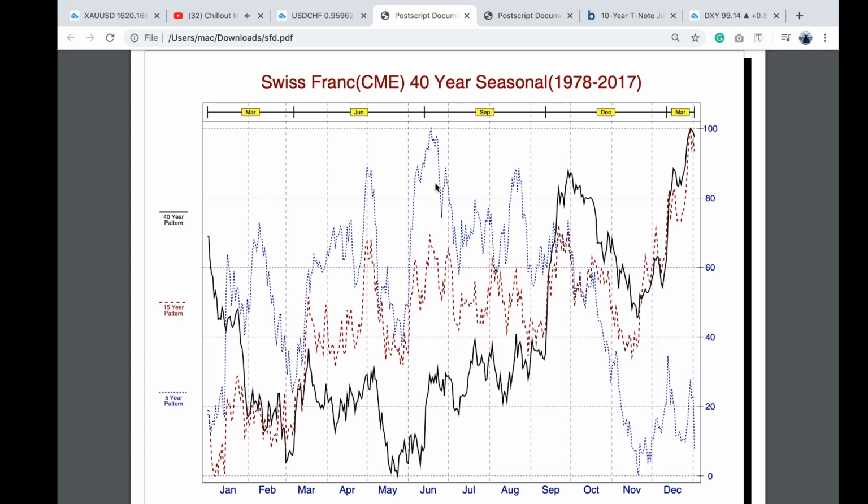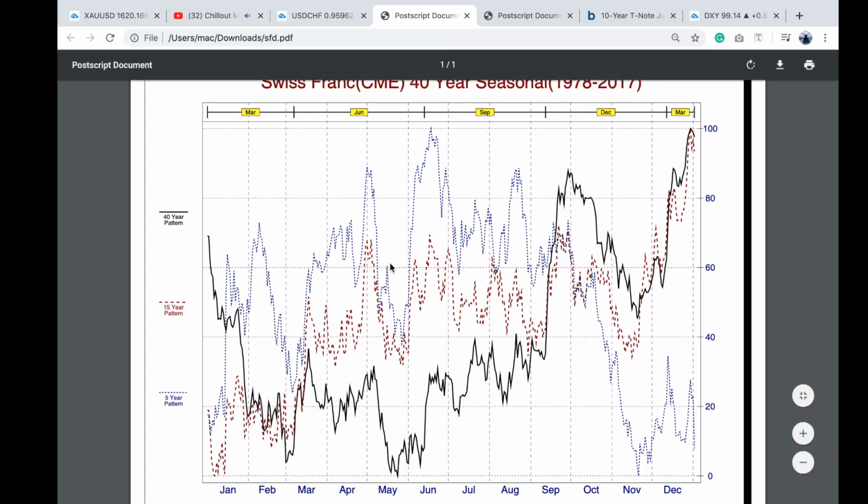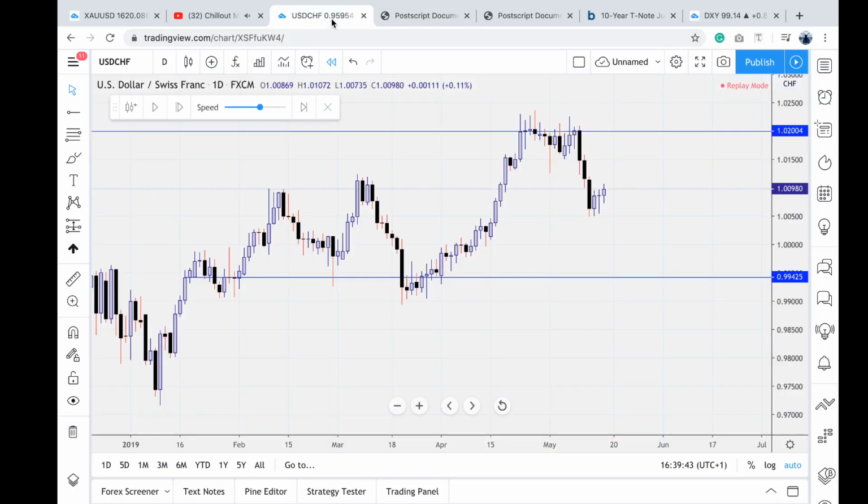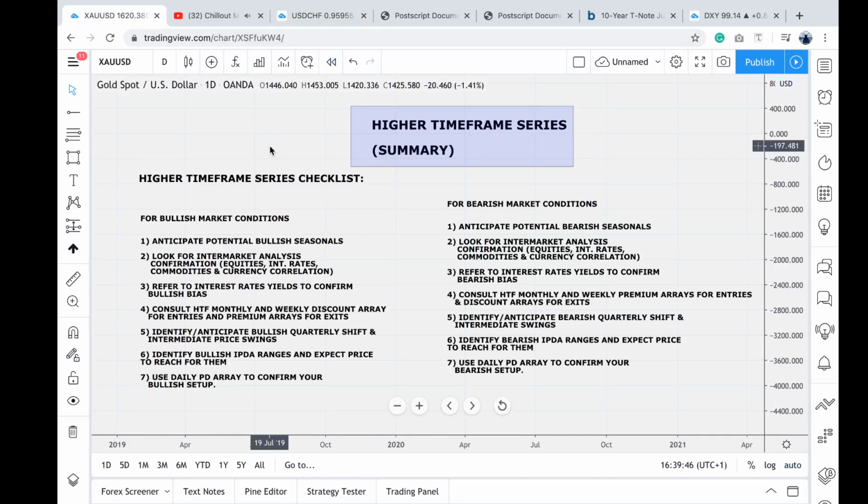So that tells us that currently around the month of May, we're looking at a very weak DXY versus a very strong CHF. So that is going to give us a massive, massive downside displacement in USD CHF. So first off, what we did was we cross-checked off our list seasonal tendencies.